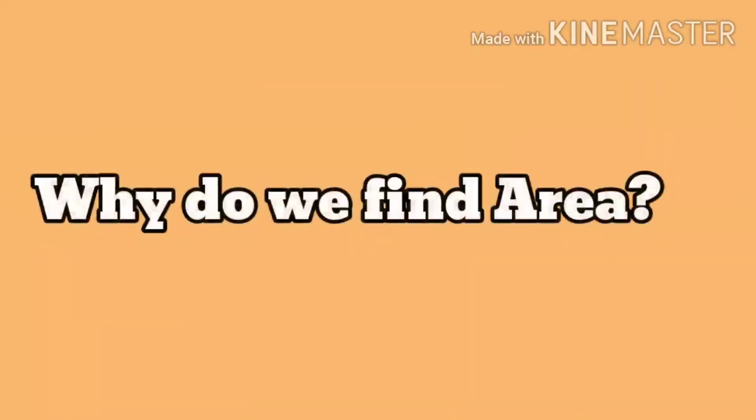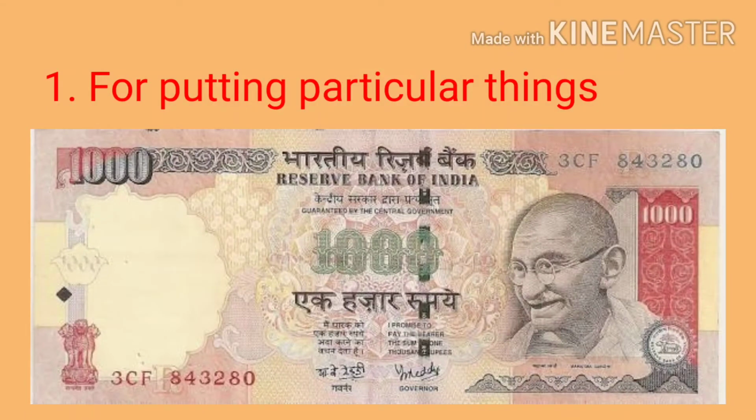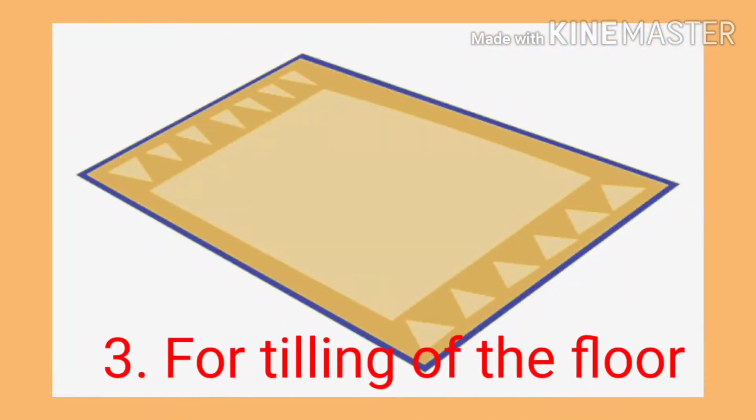Now one thing is also important. Why do we find area? We find area to put a particular thing at a place. We find the area of the room floor to determine the size of the carpet to be bought. We find the area of the floor for covering the floor with tiles. We find the area of wall for covering the wall with paint.